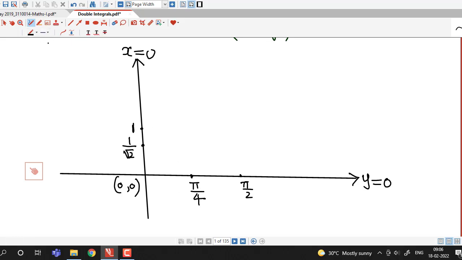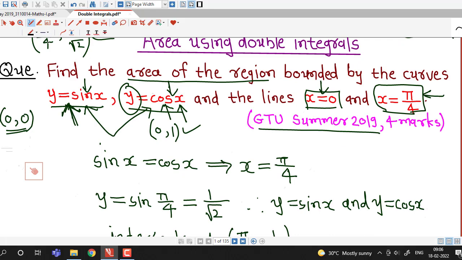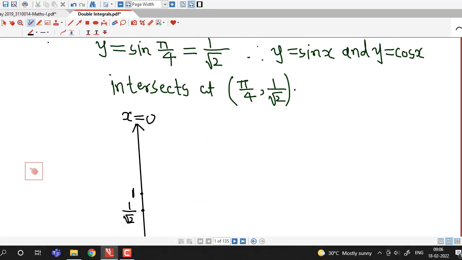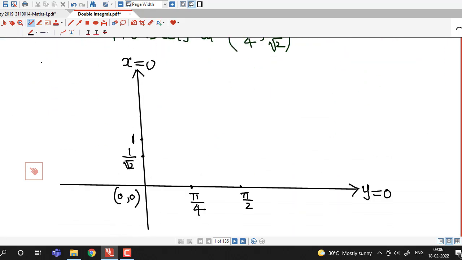Now we have to sketch two lines. One line is x equal to 0, that is the y-axis. Another line is x equal to pi by 4. So first we sketch x equal to pi by 4. It is the line parallel to the y-axis and passing through this point. So suppose this is the line x equal to pi by 4.